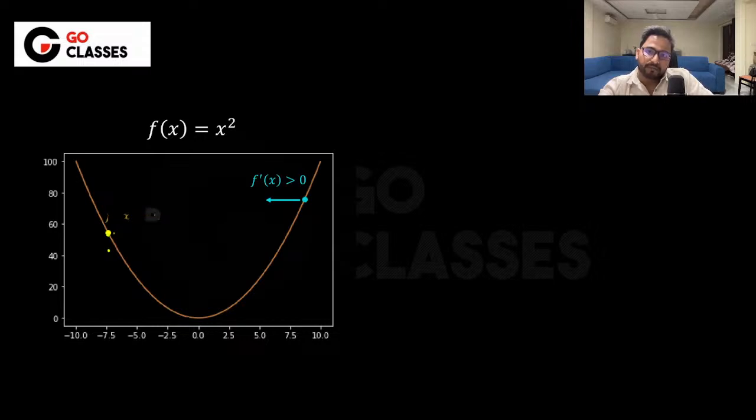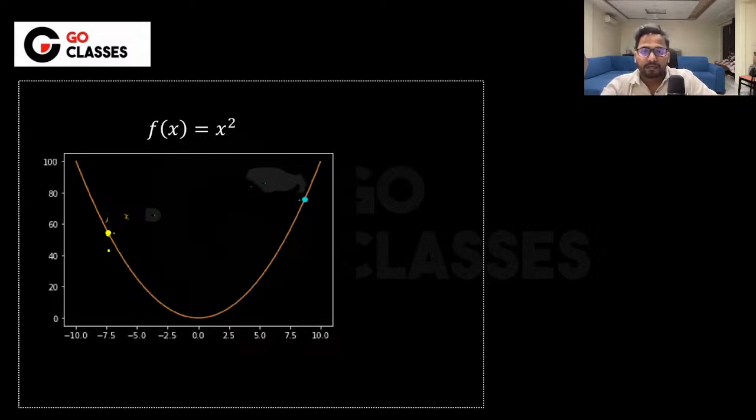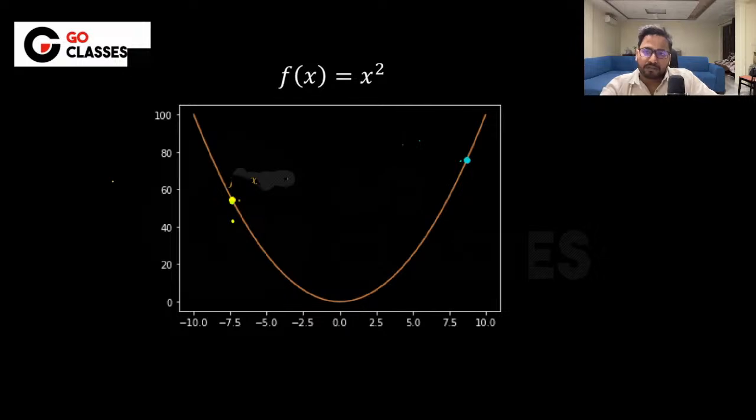Suppose this is the graph that we have. Now let's just consider a case. You are starting at some particular point. Let's suppose you are starting here. Now you tell me you need to go left or right, then you will say go to the right, right? But how does the algorithm tell? Let me just tell you.